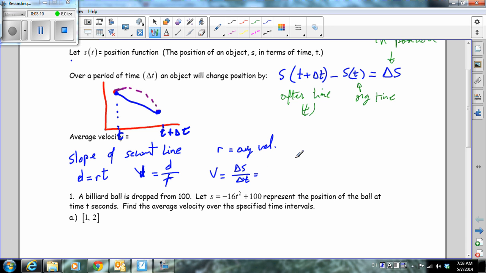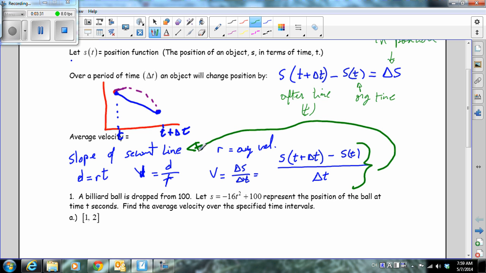Well, delta s is actually what? It is s of t plus delta t minus s of t, over delta t. Once again, this is the secant line. This whole thing is the secant line.